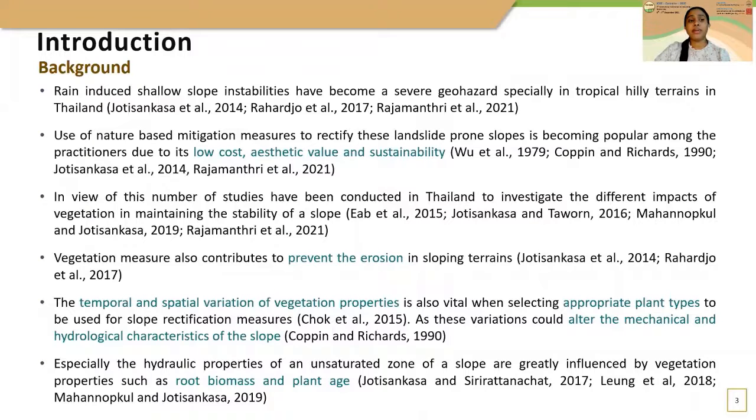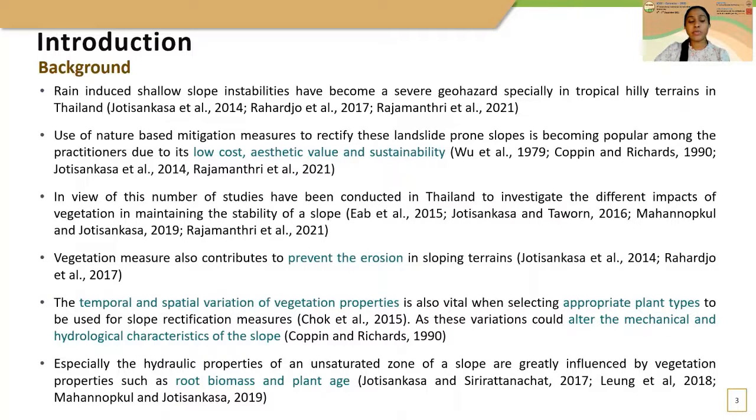Under the background, as we know, rain-induced shallow slope instabilities are a severe geohazard, especially in tropical climatic regions. In order to mitigate these problems, we can use various kinds of methods, but among practitioners, the use of nature-based solutions is quite popular because of the low cost, aesthetic value and sustainability. Vegetation can also be used to prevent erosion.